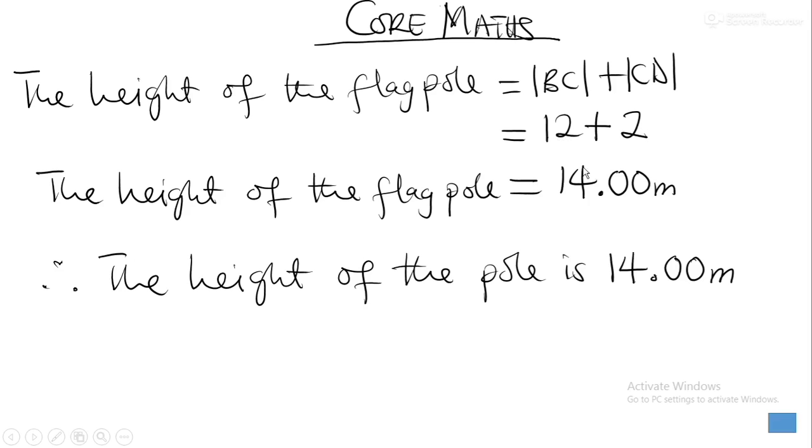So 12 plus 2 will give us what? 14. But we were told to leave our answer to 2 decimal places. So 14 is a whole number. To 2 decimal places, we have to add 0.00. So therefore, we conclude by saying that the height of the pole is what? 14.00 meters. So students, this is the solution to the first question. Now let's look at the second one.